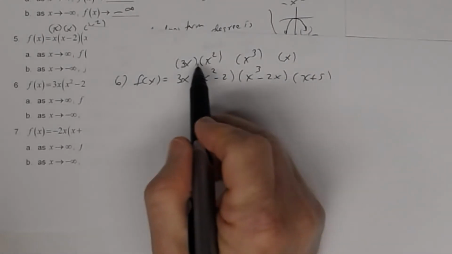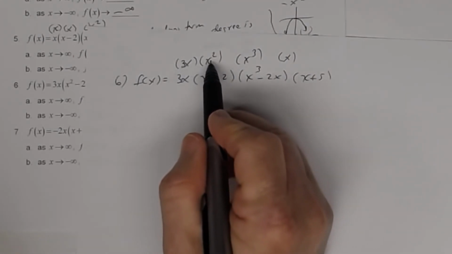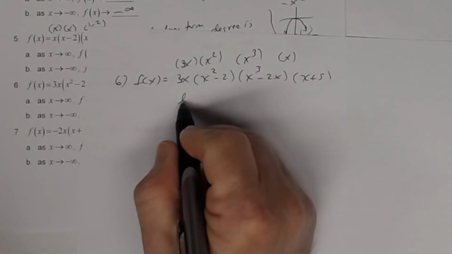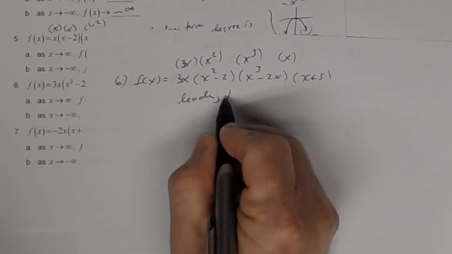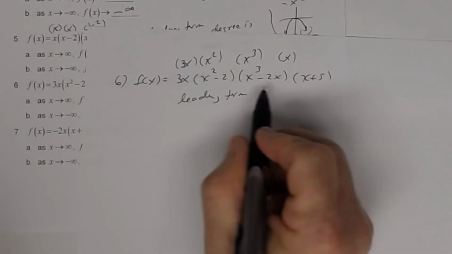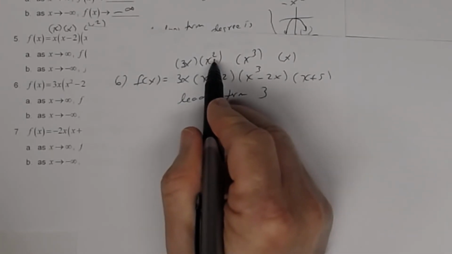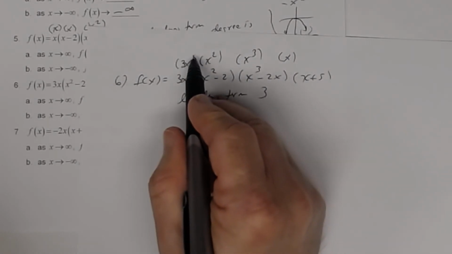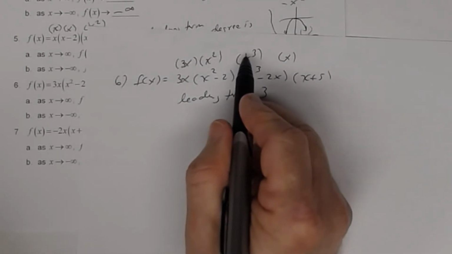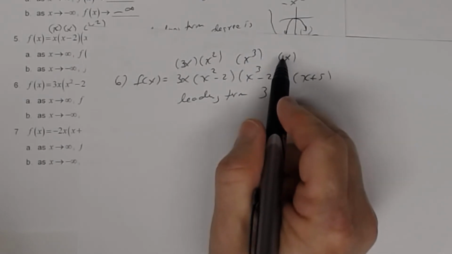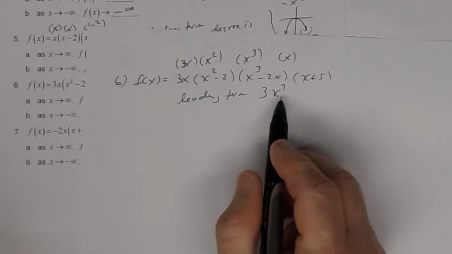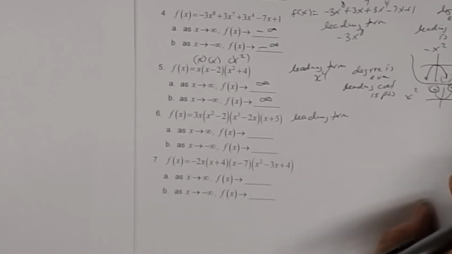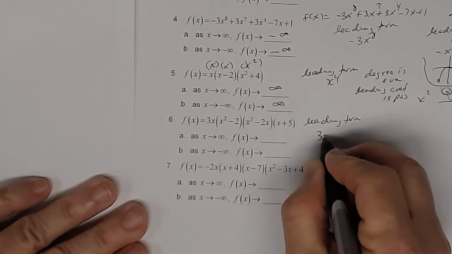And so we're going to multiply this out. 3x times x squared times x cubed times x. So my leading term will be 3x times x squared times x cubed times x. When you multiply like bases, remember you add exponents. 1 plus 2 is 3. 3 plus 3 is 6. 6 plus 1 is 7. All right, so my leading term is 3x to the 7. Let me go ahead and write that here. 3x to the 7.